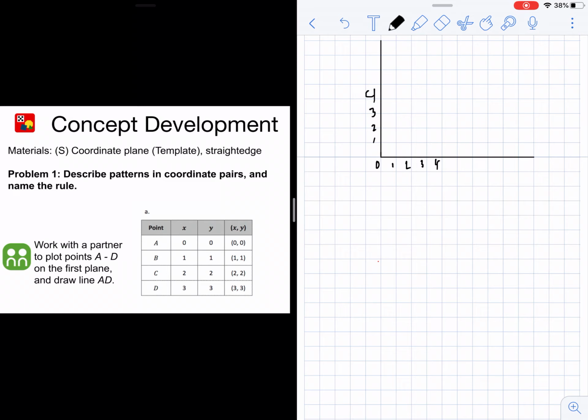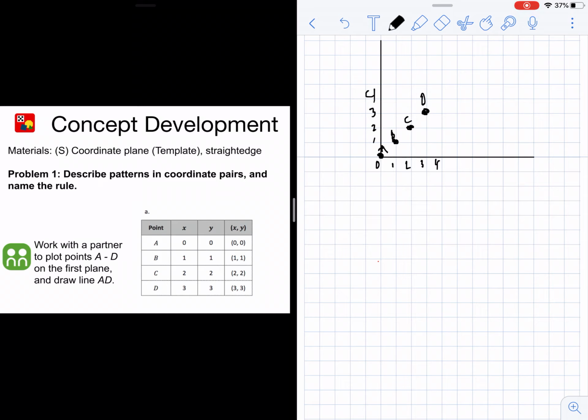All right, so here we're checking our work. We have A at 0, 0. So A is going to be here at the origin. A. B is 1, 1. B. C is over 2, up 2. C. D is over 3, up 3. Okay?